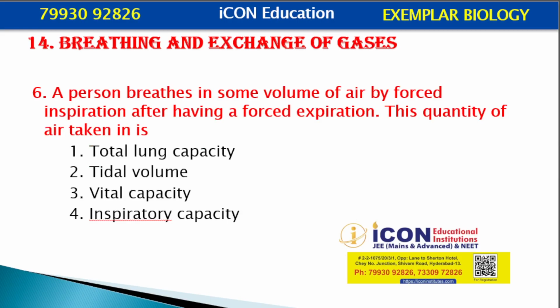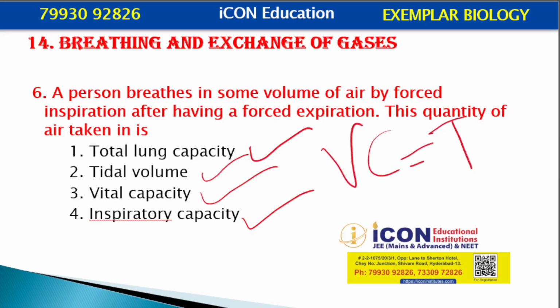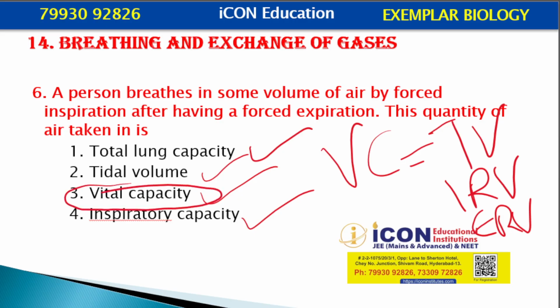Now, moving on. A person breathes in some volume of air by forced inspiration after having forced expiration. This quantity of air taken in is: total lung capacity, tidal volume, vital capacity, or inspiratory capacity. Here, the inspiration is after having forced expiration, as they said. So that means VC equals TV plus IRV plus ERV. In that way, we can choose the answer: vital capacity. Vital capacity is the answer.